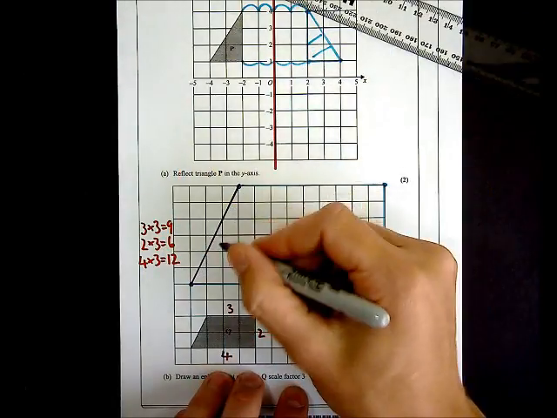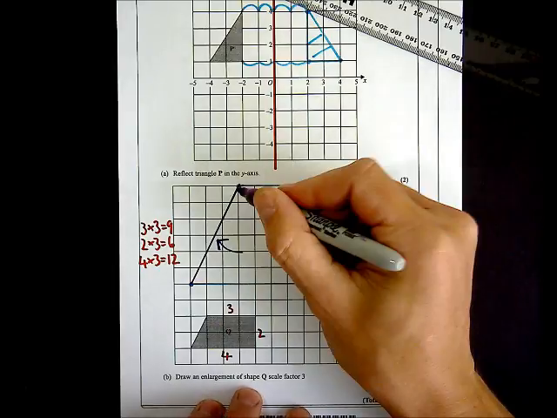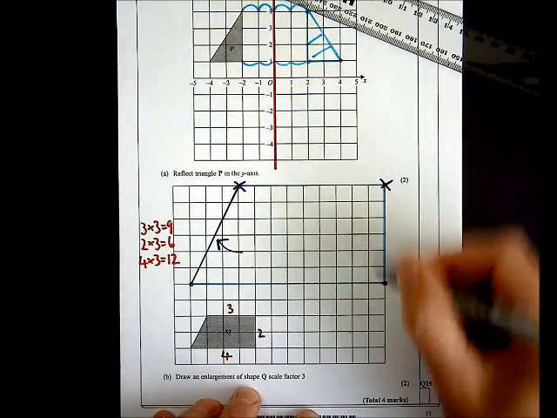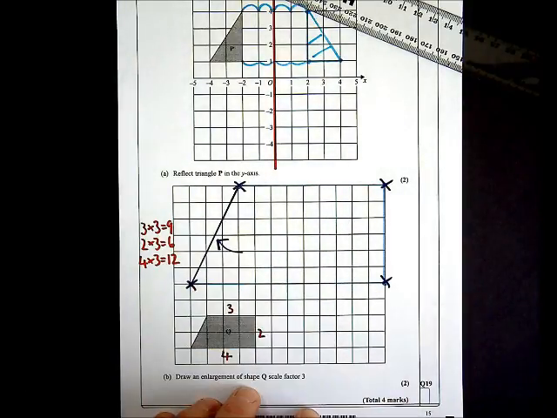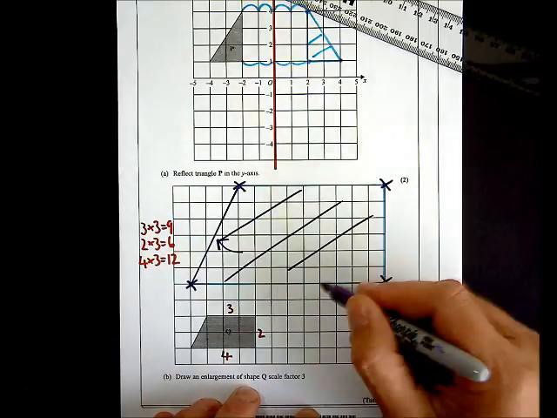This line here I didn't enlarge, but because I had the vertices of my shape correct, it was simply a matter of joining them up. So my shape will now be this large.